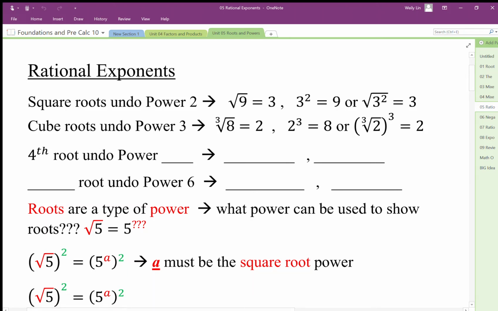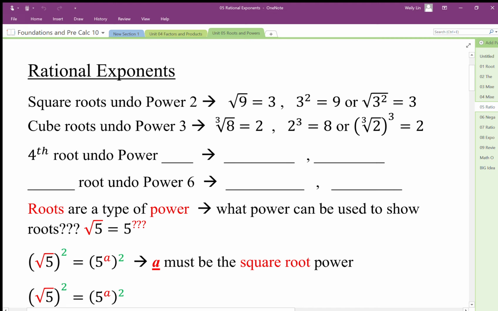So let's take a look at rational exponents. We know that square roots undo powers of 2. And so when we have the square root of 9 equals 3, we can say the opposite, 3 squared equals 9, or in other words, the square root of 3 squared equals 3. So the square root and square undo each other.